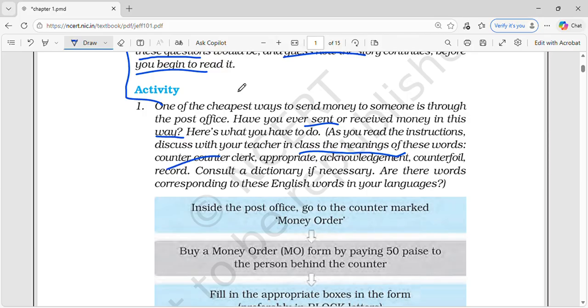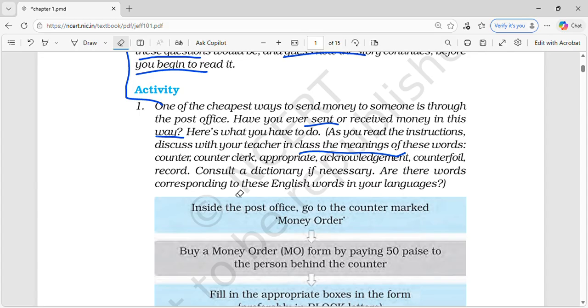Counter, counter clerk, appropriate, acknowledgement, counterfoil, record. Consult a dictionary if needed. And are these words corresponding to the English in your language?